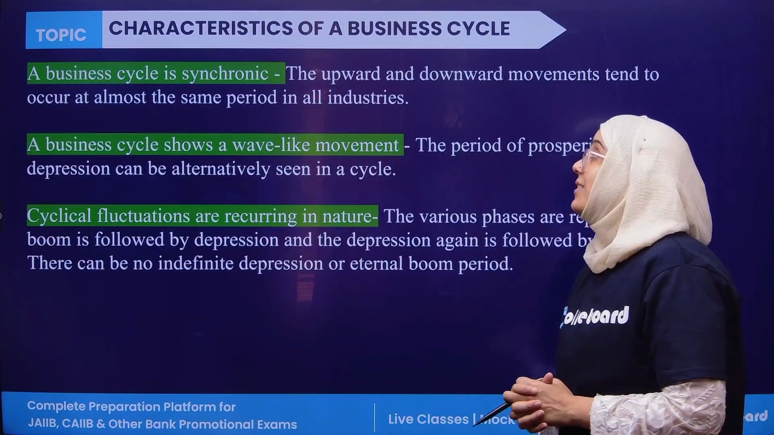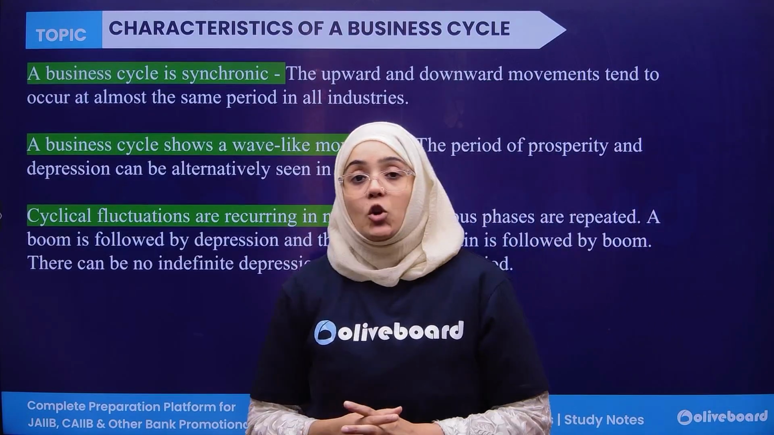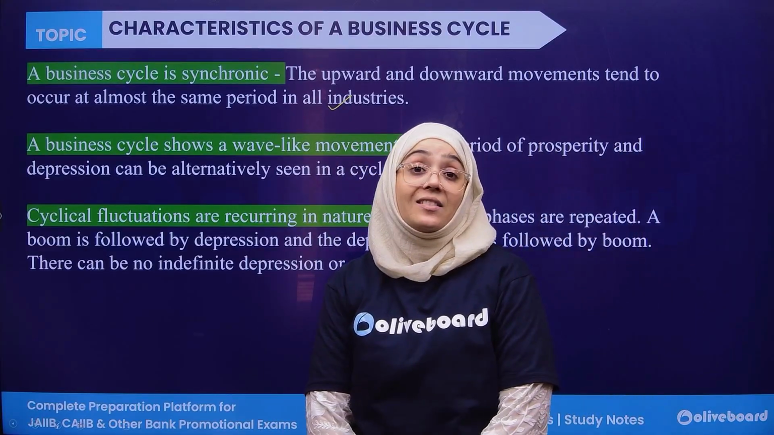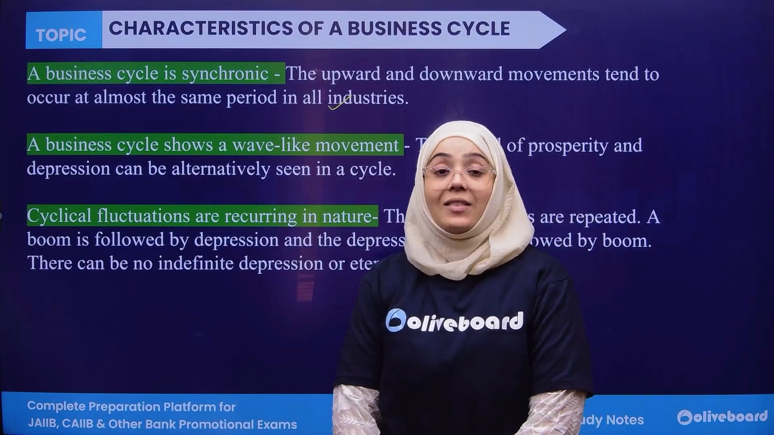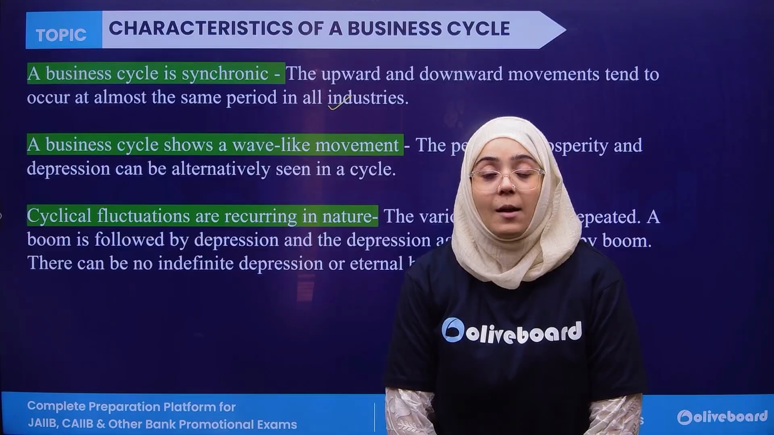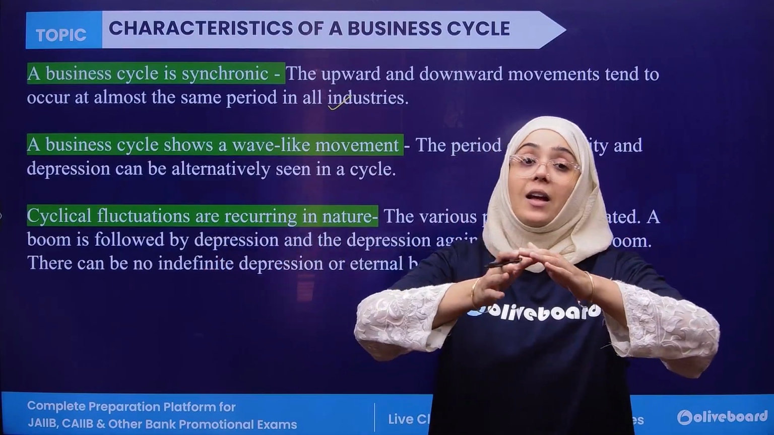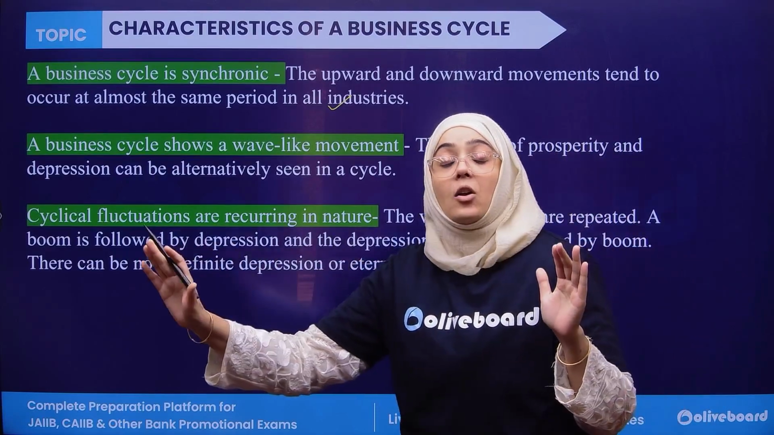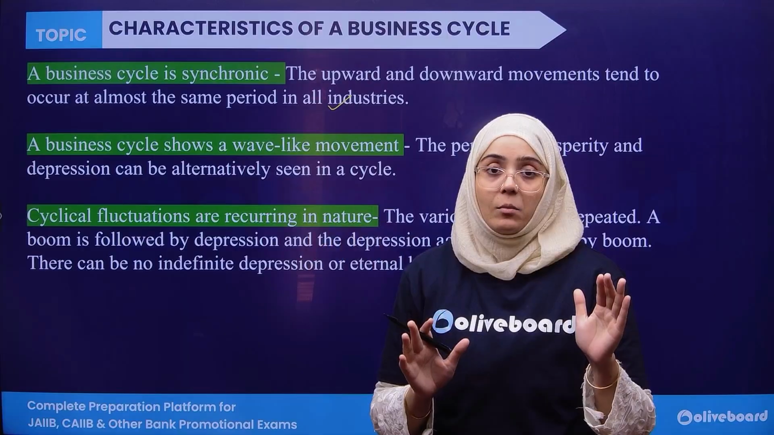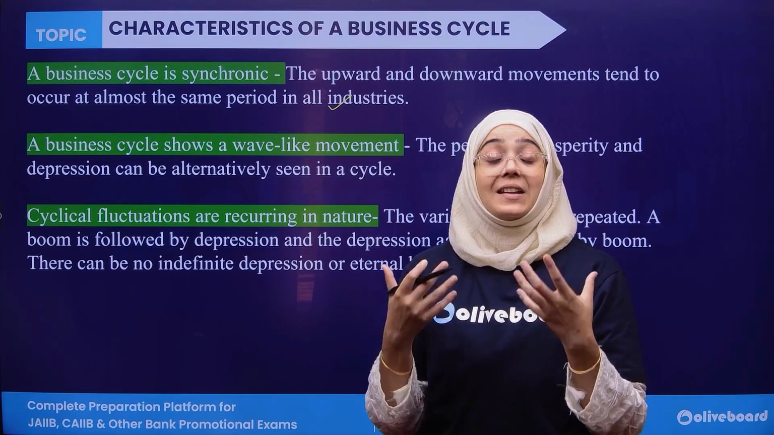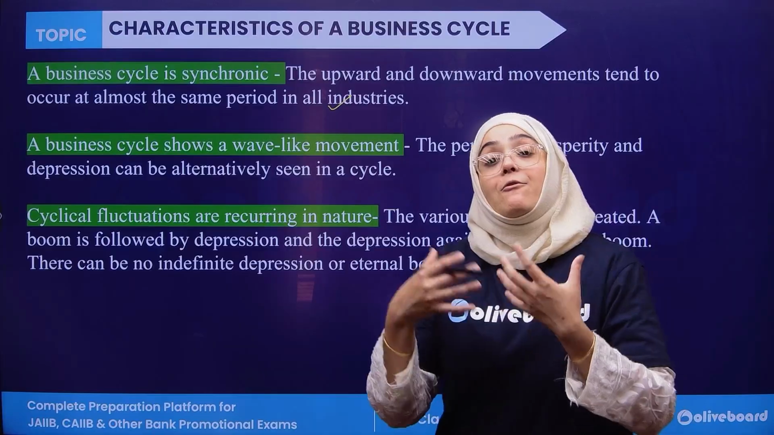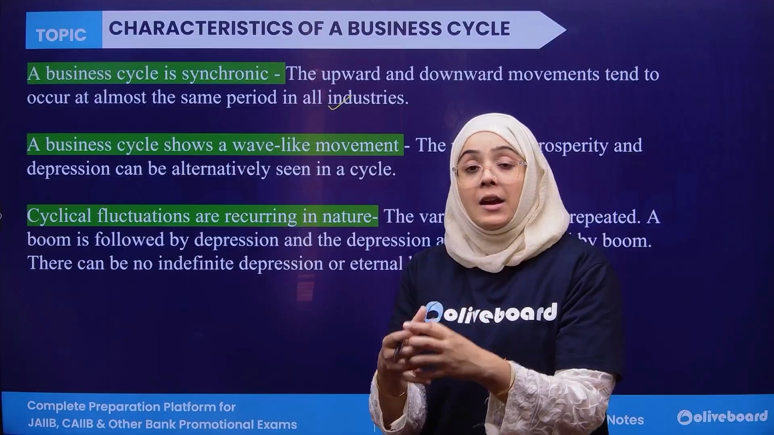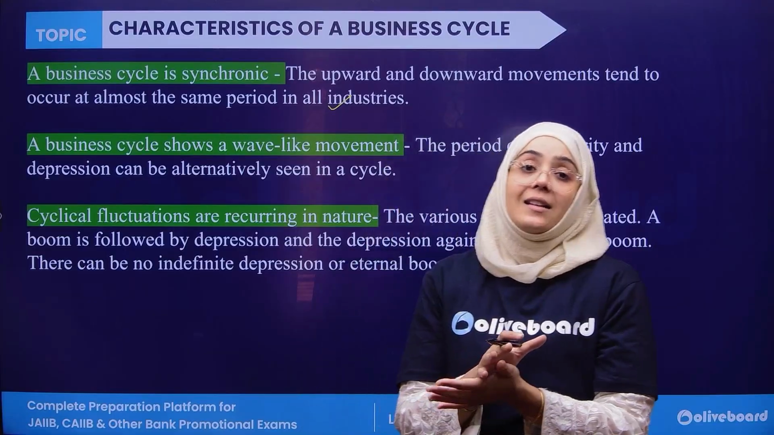Now, what are the characteristics of the business cycle? The very first characteristic is that a business cycle is synchronic in nature. Synchronic means it occurs almost at the same time in all the industries. If there is a rise in the demand and a rise in the production, it occurs in almost every industry at the same time, right? It means that almost every industry is experiencing the same type of trend. So it is always said that the business cycle is synchronic.